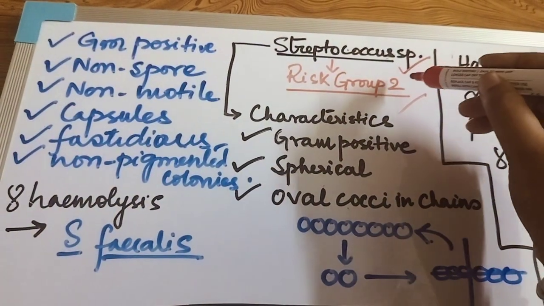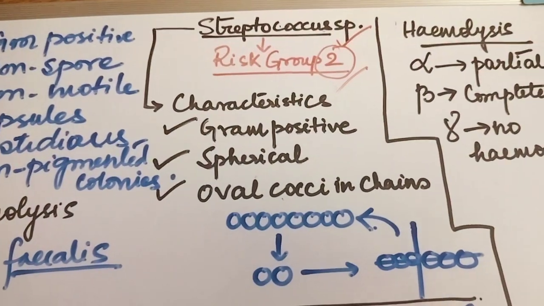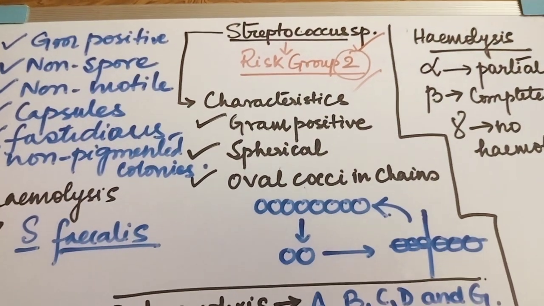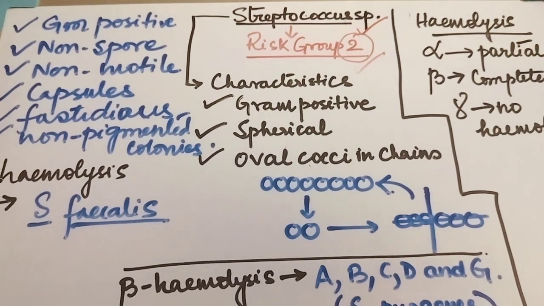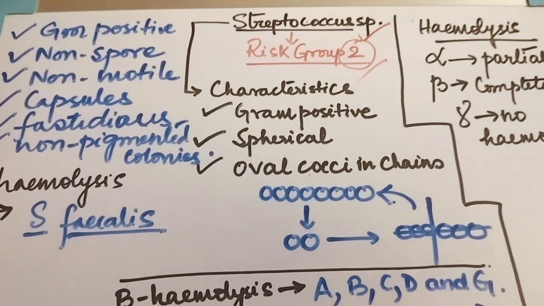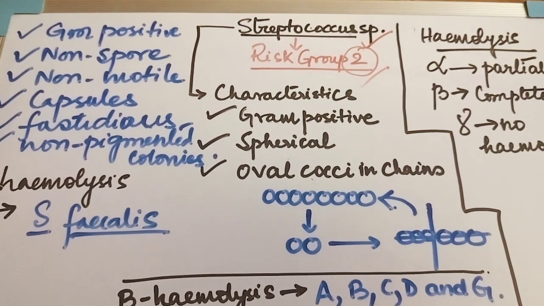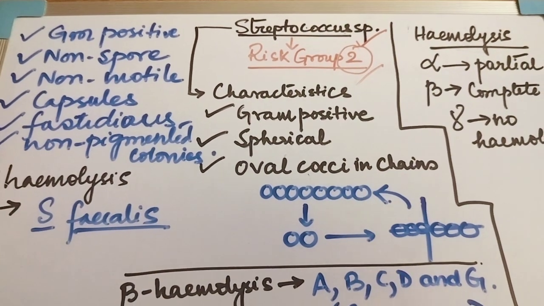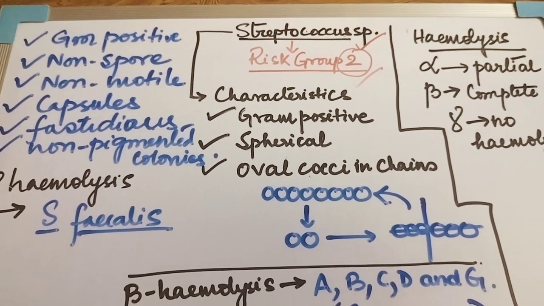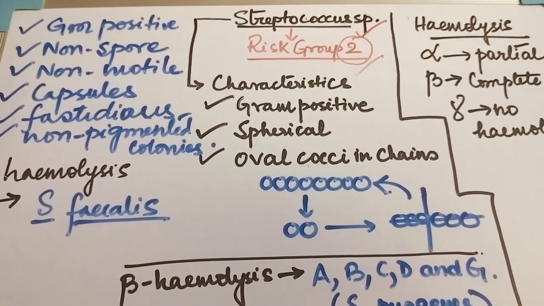Streptococcus falls in risk group 2. This is a very important fact that every microbiologist, or anyone going into a microbiology lab, should know. What does risk group mean? Streptococcus falls under risk group 2, which means it has the ability to cause disease, but there are many medications, treatments and preventive measures which can stop the disease, and hence the mortality rate is low.